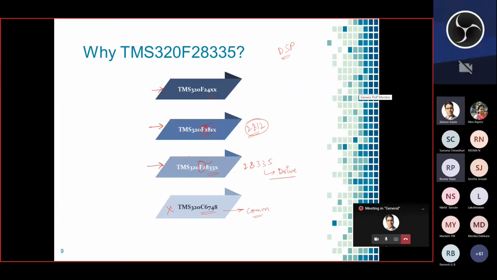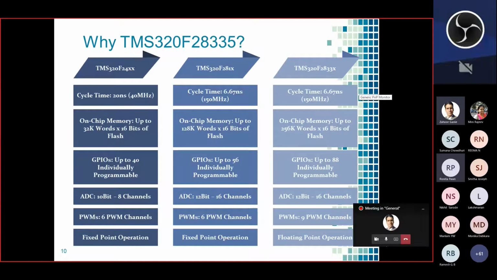So we just try to compare those things. In this processor, its cycle time is 20 nanoseconds, where we can say the frequency of the processor is 40 megahertz. Whereas for 2812 it was 150 megahertz, and a similar frequency we have for 28335 also, that is 150 megahertz. This is your processor frequency. So cycle time, in nanoseconds, is like for each 6.67 nanoseconds it can have one instruction executed.